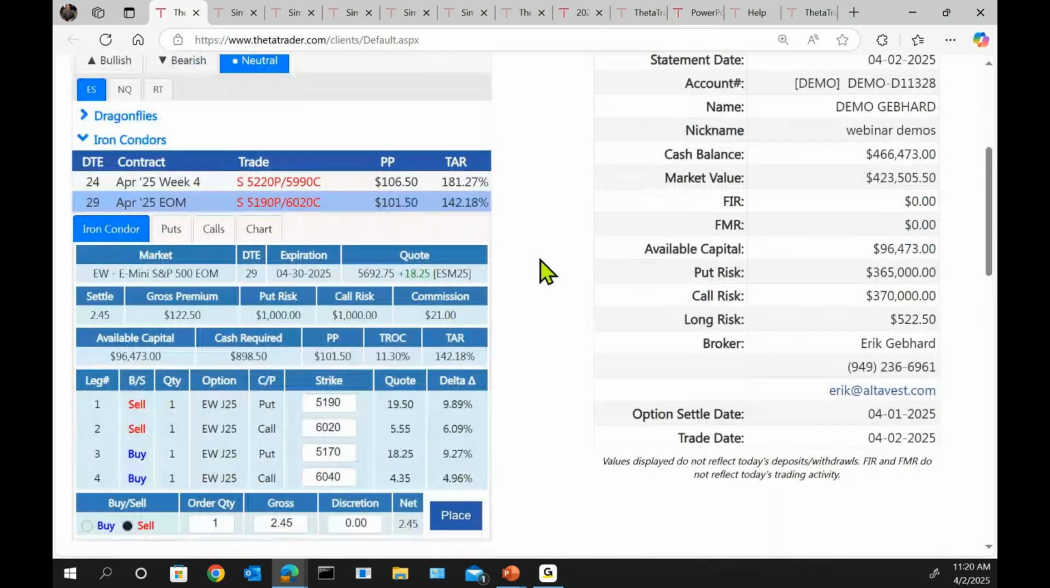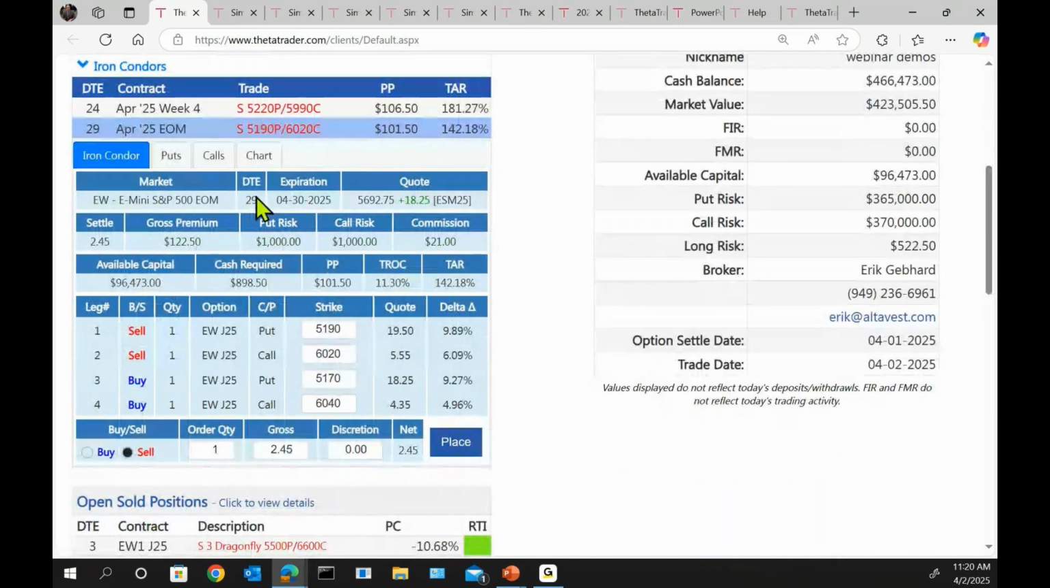And that number there is really to compare one trade to another. That's why we put it there, so you have some sort of context as to what the distinction might be between one trade or another. So with that said, you'll notice there's 29 days till expiration. Here's the expiration date, settlement value, the premium, put risk, call risk, commission, cash required.